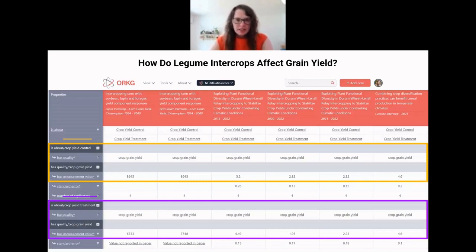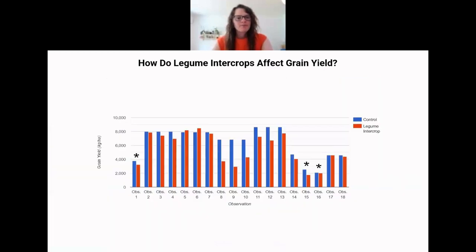And we can also look at this information in the form of a figure. So here on the y-axis, we have grain yield, and on the x-axis, we have each of the different studies that were included in that tabular comparison that I just showed you. So the blue bars show us the yield associated with the control, which again are grain monocultures. The red bars show us the yield that came from the legume intercrops. And when we see a star, that denotes a statistically significant difference between the control and the treatment.